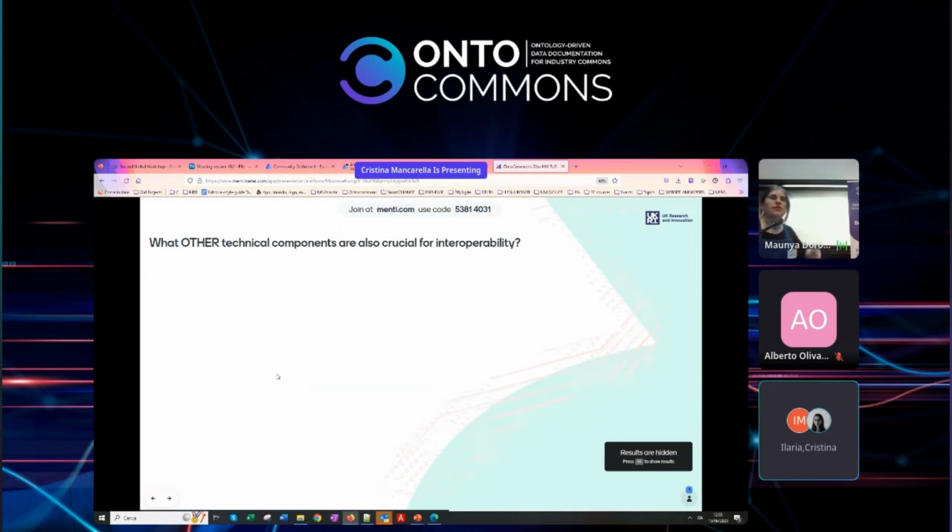So imagine we are trying to help somebody who is going to develop a platform and would like to include semantic technologies, but maybe it's not their domain. So what are the components that are crucial?